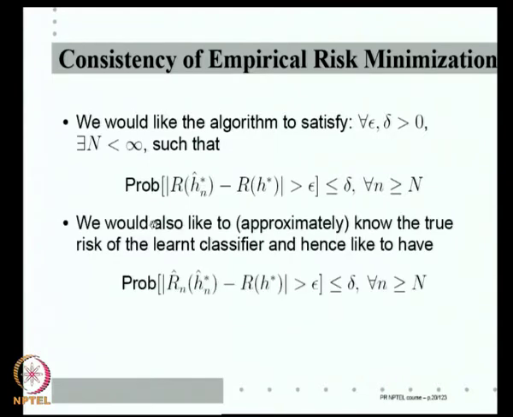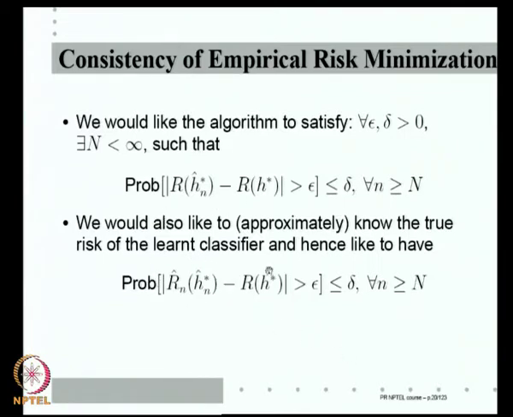As you have seen, we also would like to have R̂_n(ĥ*_n) close to R(h*), not only R(ĥ*_n), but even R̂_n(ĥ*_n) being close to R(h*), because this way, after I finish my learning, I know ĥ*_n and I can calculate R̂_n(ĥ*_n). So, if this also holds, then we will know the true risk, or at least approximately know the true risk of what we have learnt.